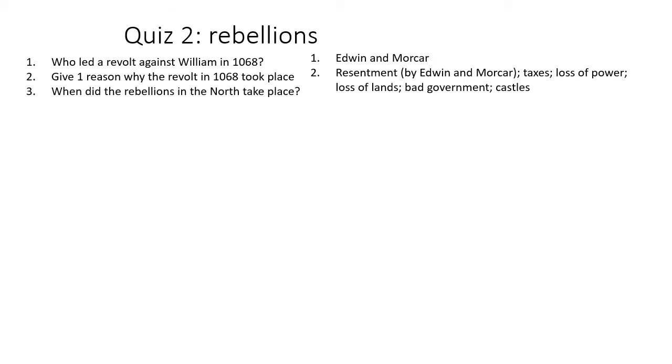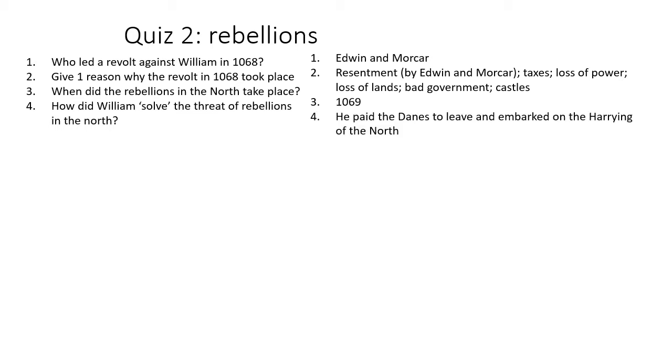Question 3. When did the rebellions in the north take place? And that was in 1069. Number 4. How did William solve the threat of rebellions in the north? Well, the answers are he paid the Danes who joined the revolts to leave, and he also embarked upon the harrying of the north.